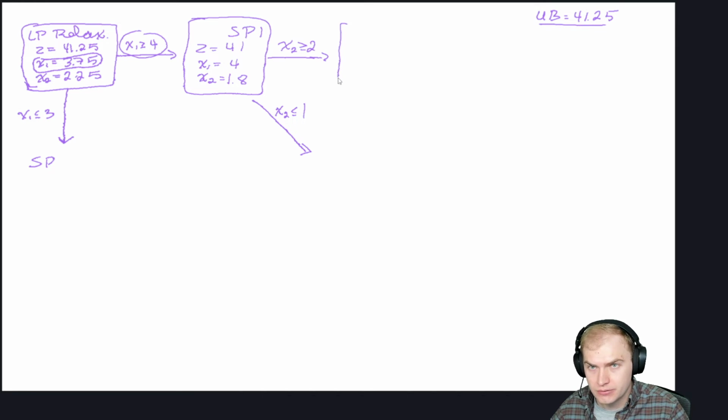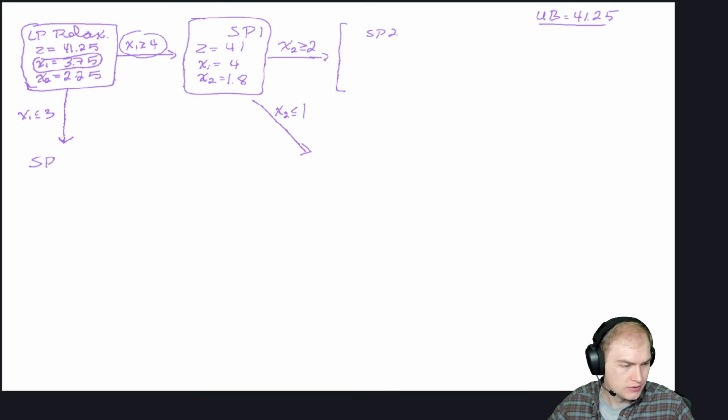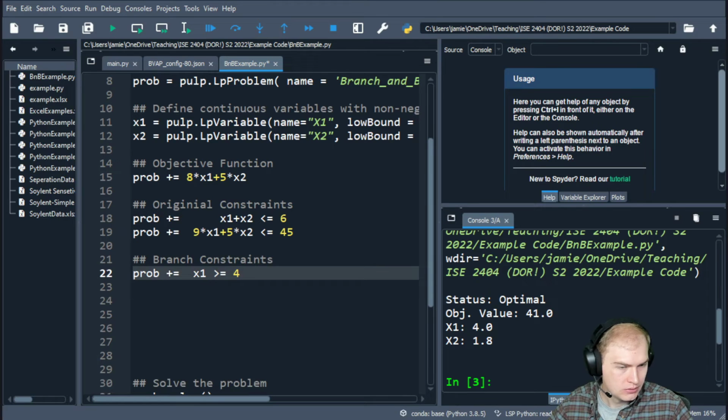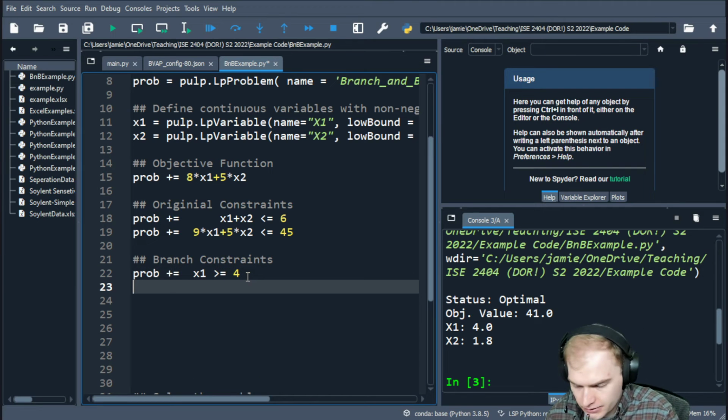Greater than or equal to 2. Call this subproblem 2. And let's swap back over to the Python and add that constraint.